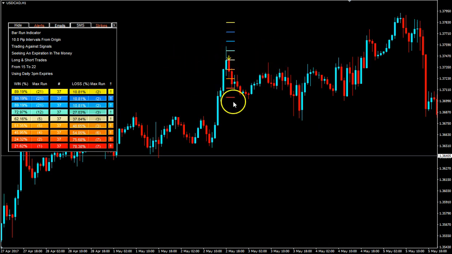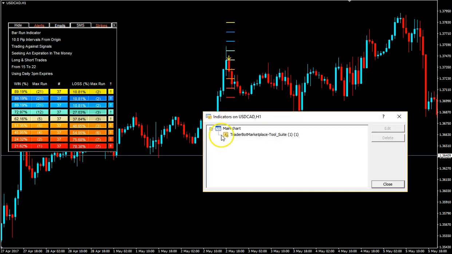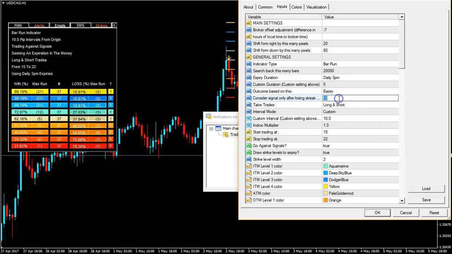Okay, we're going on the fourth level OTM. Now it's got 7 losses in a row. So if we were to go in here and put in -1, it's only going to count 1 loss in a row, and then it's going to print again down here. So let's go in there and do that.